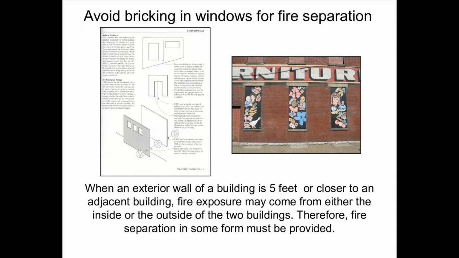In terms of fire separation, avoid bricking in windows for said fire separation. When an exterior wall of a building is 5 feet or closer to an adjacent building, fire exposure may come from either the inside or the outside of the two buildings. Therefore, fire separation in some form must be provided.